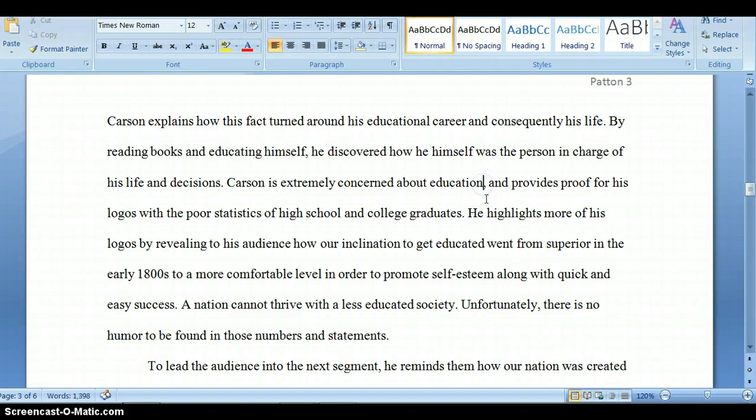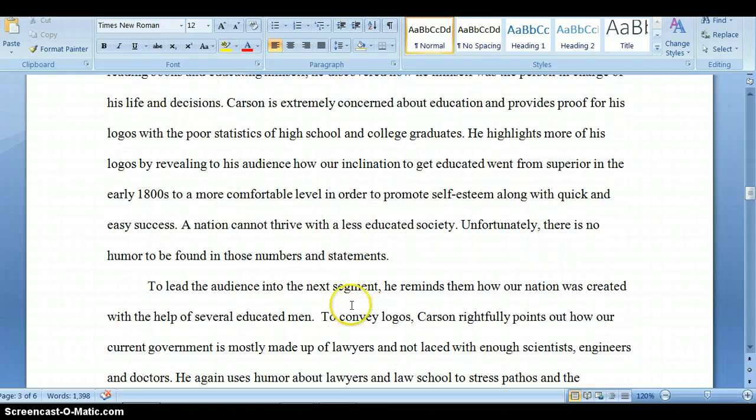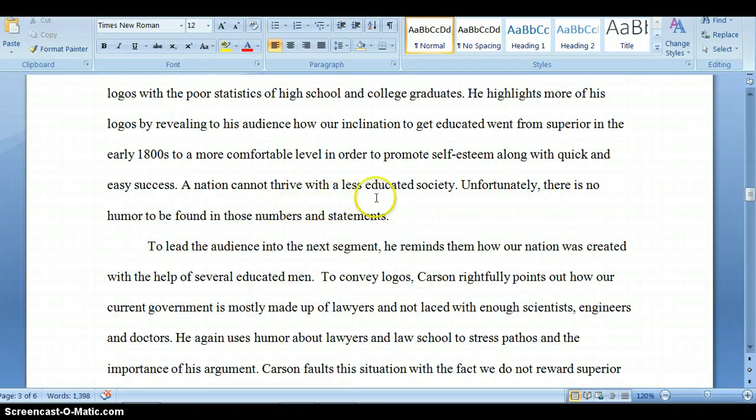I don't see a need for the comma there, and provides proof for his logos with the poor statistics of high school and college graduates. He highlights more of his logos by revealing to his audience how our inclination to get educated went from superior in the early 1800s to a more comfortable level in order to promote self-esteem along with quick and easy success. A nation cannot thrive with a less educated society, and I would hyphenate this as the compound adjective here before the noun.